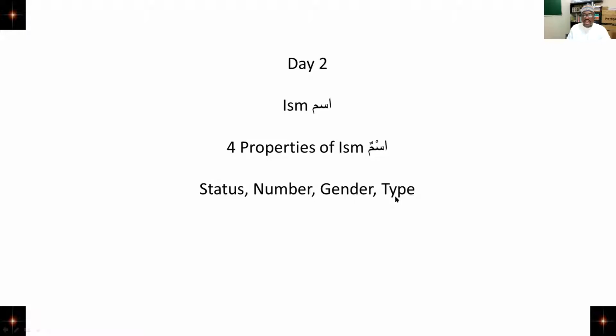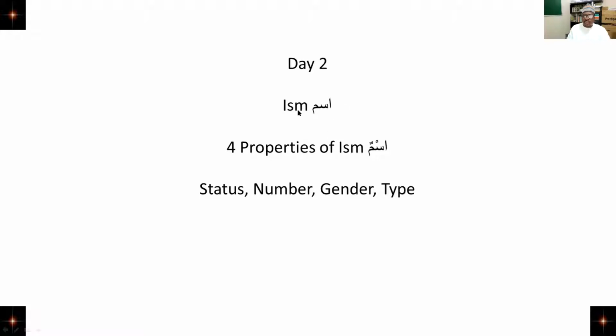For you to identify any ism in Arabic, you need to know its status, its number, its gender, and its type. In Arabic, we call this halat i'rab al-ism, adad al-ism, jins al-ism, wa qismuhu, qism al-ism. So this status, number, gender, type, we normally abbreviate as SNGT. So the SNGT of an ism is what we are going to learn today.